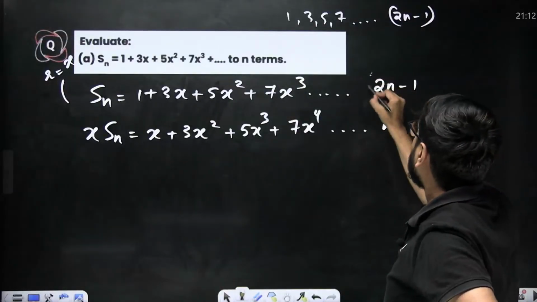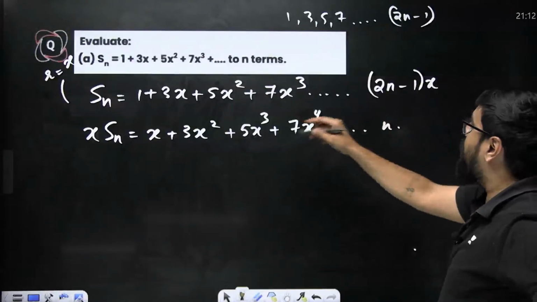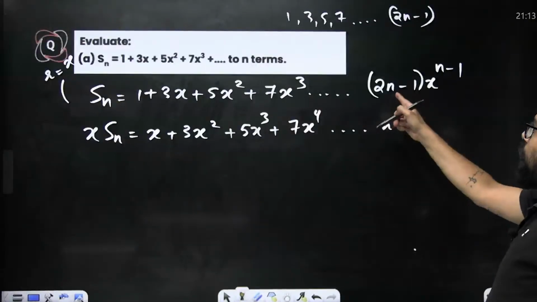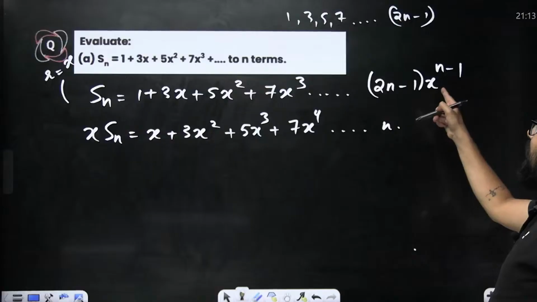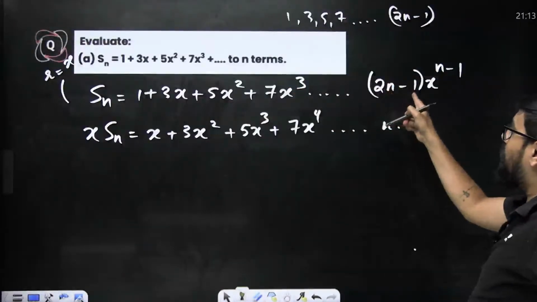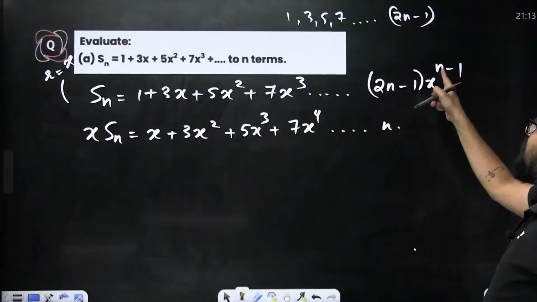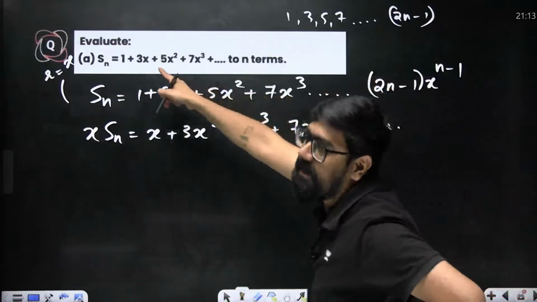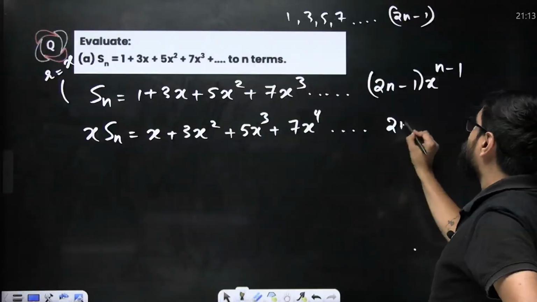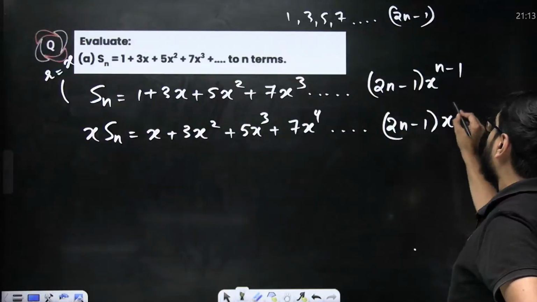2n minus 1 into x to the power n minus 1. Correct? What will be the first term, for example? 2 into 1 minus 1, that means 1 into x to the power 0, that means 1 only. Second term will be 4 minus 1, 3 into x to the power 2 minus 1, that means x. That means 3x will come. Okay, this is how we are going to deal with it. Right? 2n minus 1 into x to the power n minus 1.